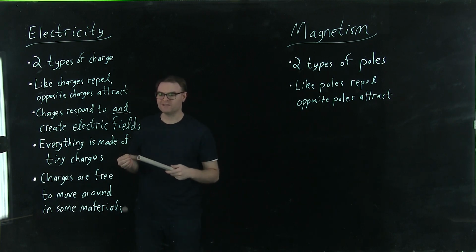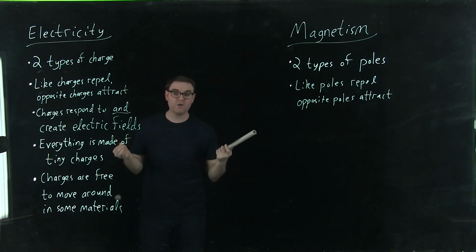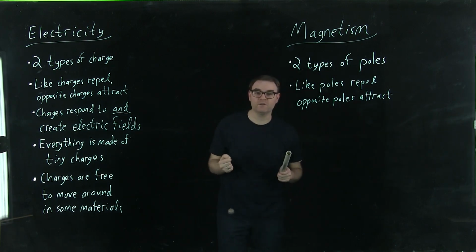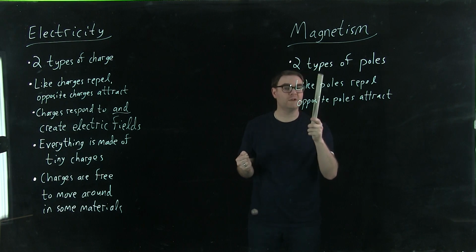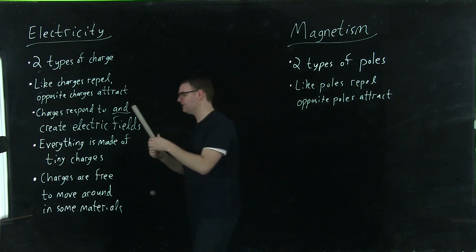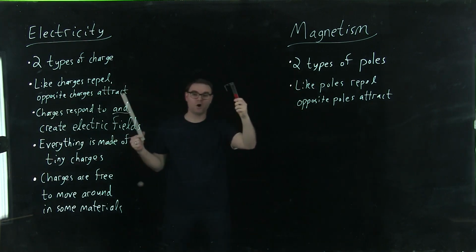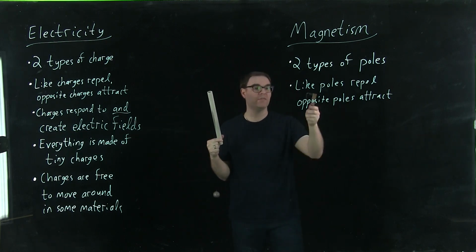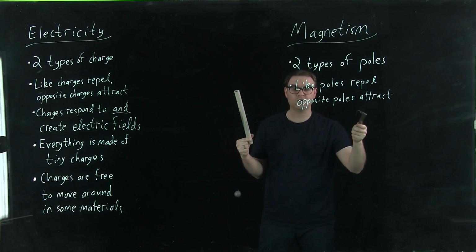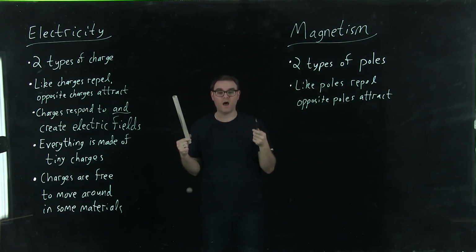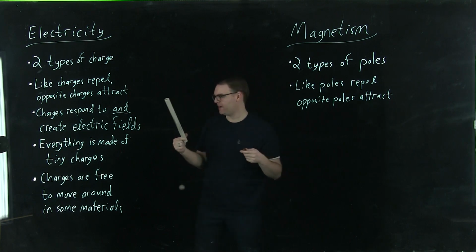I also know some other things, like everything is made of tiny charges, and those charges are often free to move around. We also are starting to build a model for magnetism, and we've already got really strong evidence that we can make two parallel claims, which is that there are two types of poles, north and south. You can see those on my bar magnet here. They're usually labeled. And we saw both that like poles repelled and opposite poles attracted. So again, we have two different kinds of magnetic interaction that are happening.